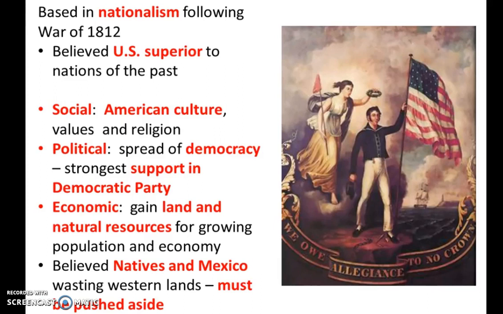And they believed, as we mentioned, that America was superior, and this meant that the natives and Mexico, which were currently occupying the lands to the west, were wasting those lands and not using them to their potential, and that therefore they must be pushed aside for the sake of American progress.